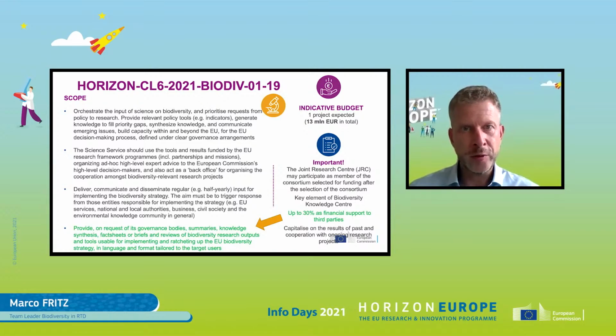And as this biodiversity knowledge center is hosted by the Joint Research Center of the Commission, the JRC may participate as member of a consortium selected for funding. It will join it after the selection of a consortium has been done. What is very important is that the science service doesn't reinvent the wheel. It should capitalize on the results of the past and cooperate with ongoing research projects. We have very good mechanisms already working in Europe, which are already around, which the science service should use for delivering its function.